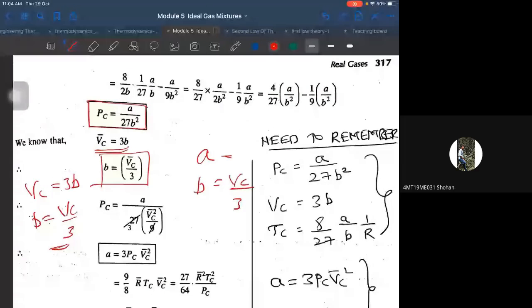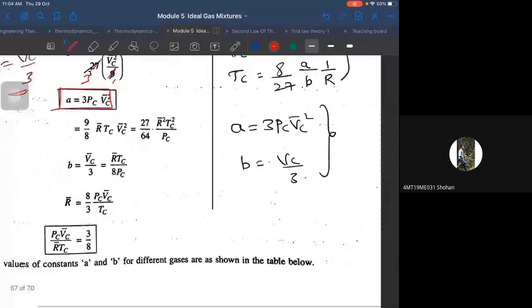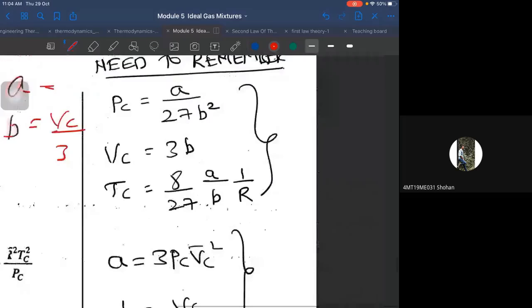Just substitute the value of B. So you can cancel here. 9 ones are 9, 3 threes are 9. So whatever remains, you'll get the expression for A also. So at the final outcome of the derivation, you have to remember only these 5 expressions.